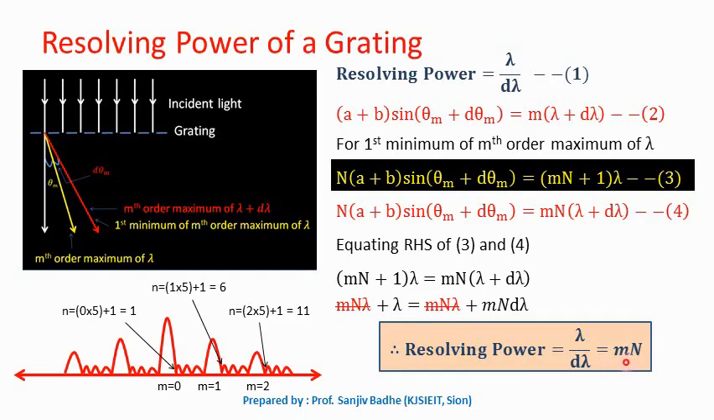From this relation it is clear that resolving power increases with m. What is m? The order of the maximum. So resolving power is directly proportional to the order of the maximum. So in higher orders, resolving power will be more. Some wavelengths may not be resolved in the first order, but in the second order they can be seen separately. And resolving power is also proportional to the total number of lines on the grating. This is not the number of lines per centimeter, remember this. So if you increase the number of lines on the grating, resolving power will increase.